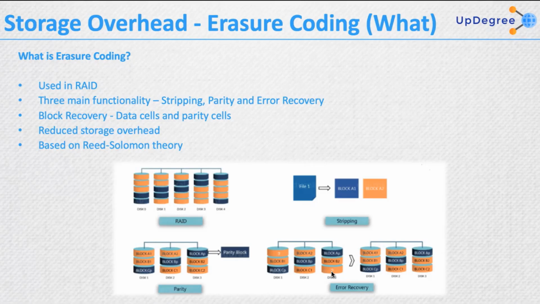So the block recovery is done using the data cells, which are in the actual blocks, and also with the parity cells, which are in the parity block. So what it will do is help you reduce your data, and you will see how it actually helps in reducing the storage overhead.